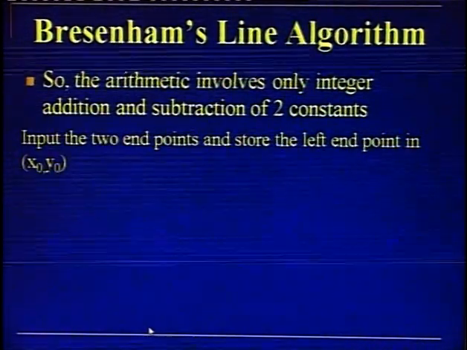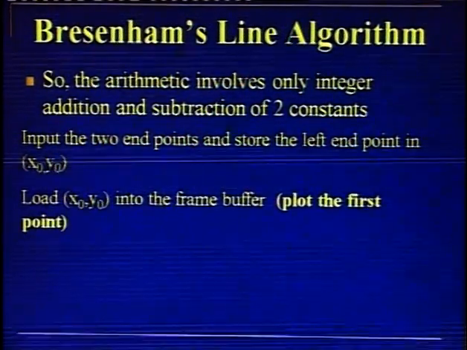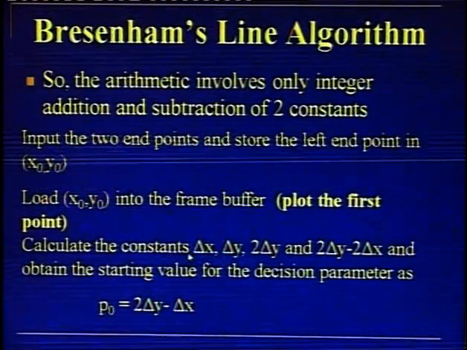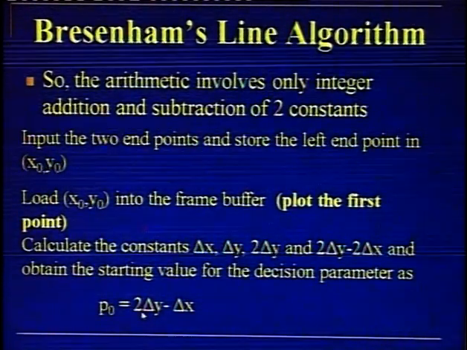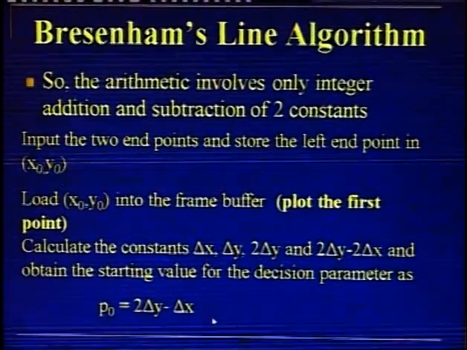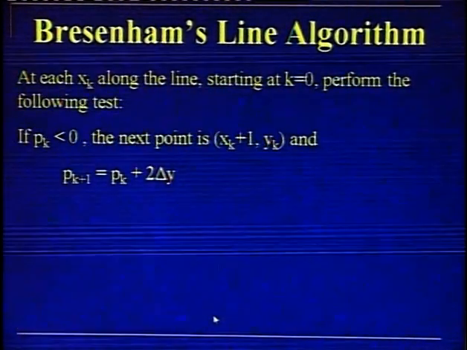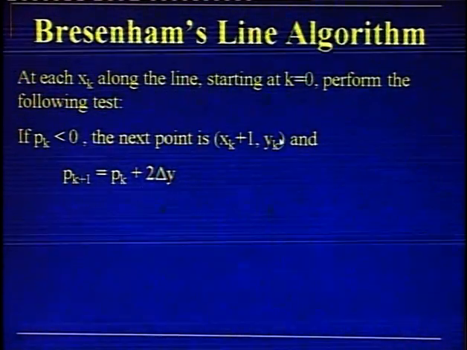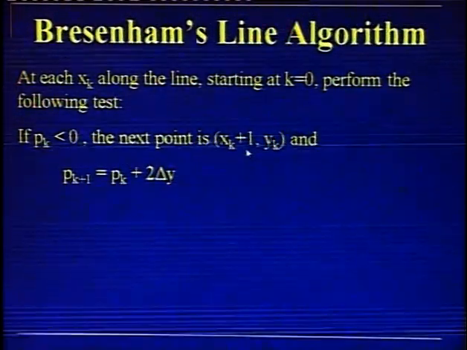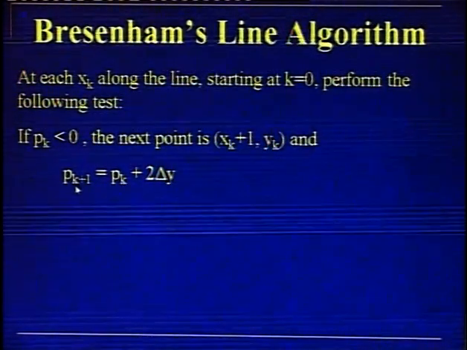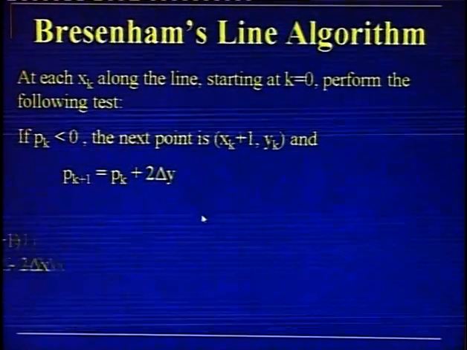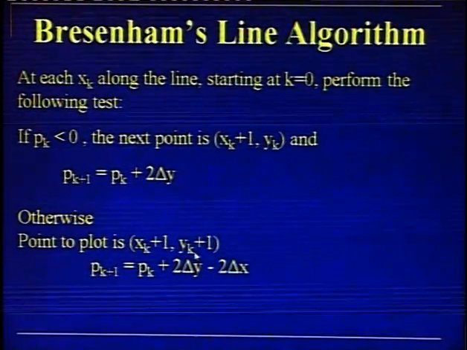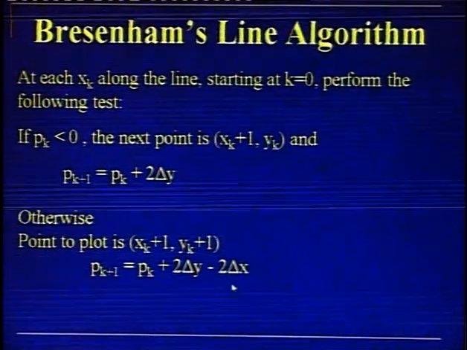Input the two endpoints and store the left endpoint in x naught, y naught. Load x naught, y naught into the frame buffer, plot the first point, and calculate these constants. Obtain the starting value of the decision parameter, then at each xk along the line, starting at k equals 0: if pk is less than 0, the next point will be xk plus 1 and yk, and the next decision parameter will be calculated as this. If pk is greater than 0, the next point will be xk plus 1 and yk plus 1, and the next decision parameter will be calculated as this.